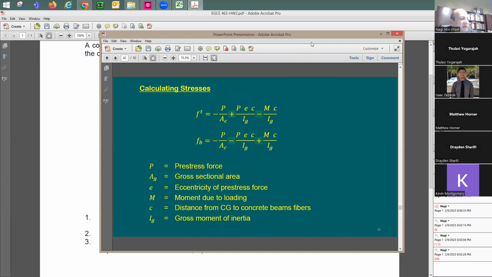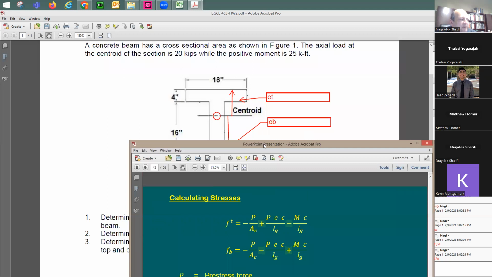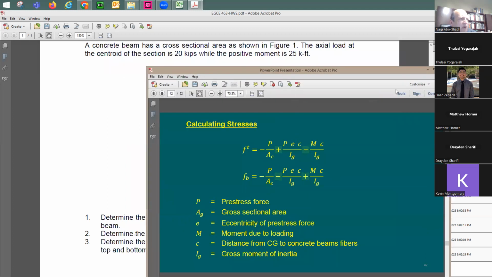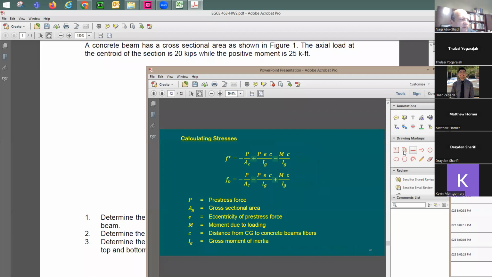They said here that the location of the axial force, the prestress, is going to be here. So how much should I use here for the e value? I'd like to hear from you guys. How much is e now in my equation? Should be 0. Yeah, exactly. So this is going to be 0. Good. How about the moment here? What moment value should I use? It says here 25 kip-foot, right? So now I have the moment value, correct?